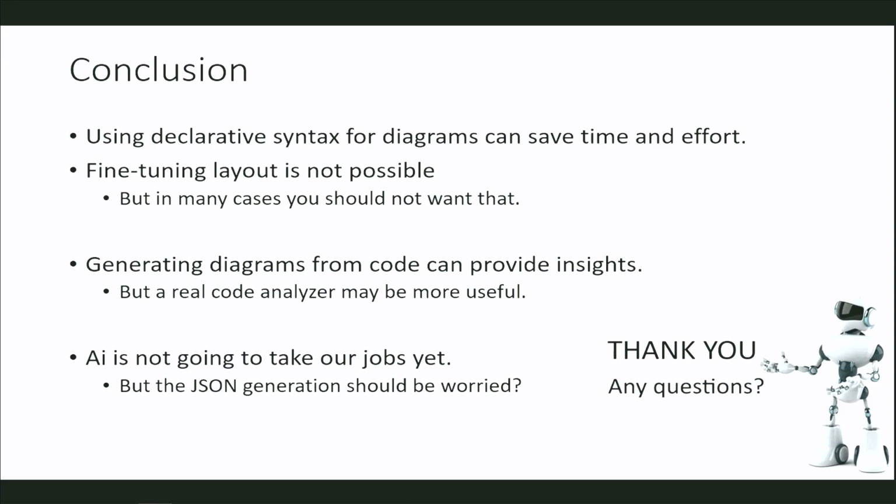Generating diagrams from code can provide some insights in your code. It was really helpful for me to speed up this web component. But a real code analyzer might be more useful. So if the analyzer, and I'm planning to do this in the future with my code, could just say, there's definitely a parallel path here, taking into account all the if-then-elses, that would be a bit more useful. And a conclusion is that AI is not going to take our jobs, probably, because we do complicated stuff. We're the old people doing XML, XQuery, but the JSON generation, they should be worried maybe.